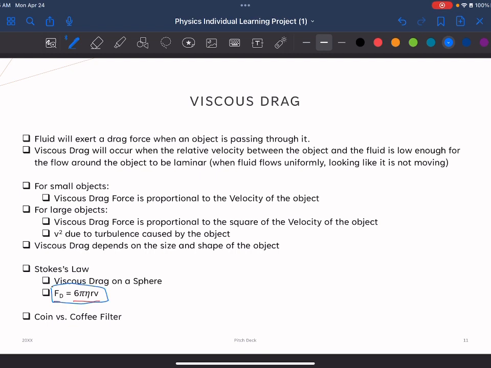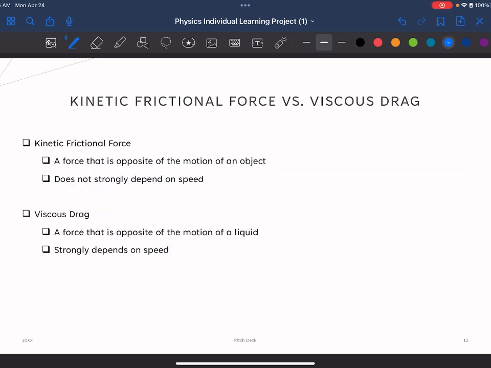An example of our viscous drag is if you were to drop a coin and a coffee filter in air. Our coin would fall pretty fast because there's not as much viscous drag on it, whereas our coffee filter would take longer to fall down. So we can compare our viscous drag to our kinetic frictional force. With our kinetic frictional force, we have a force that is opposite of the motion of the object, and it will not strongly depend on speed. Whereas with viscous drag, we again have a force that is opposite of the motion, and that will depend on our speed.